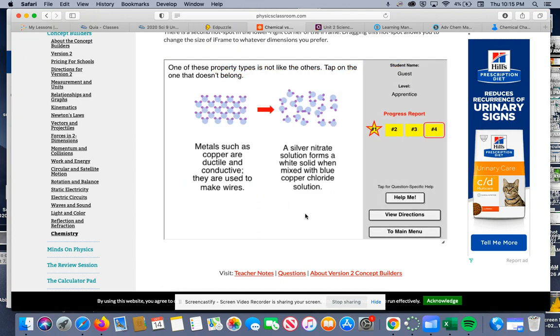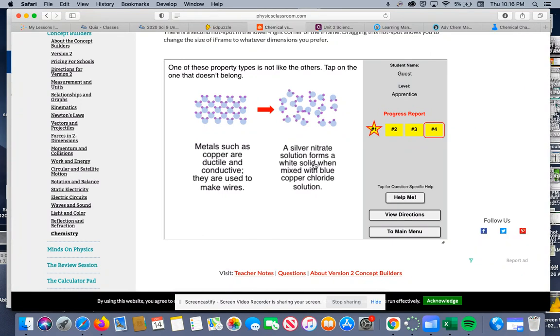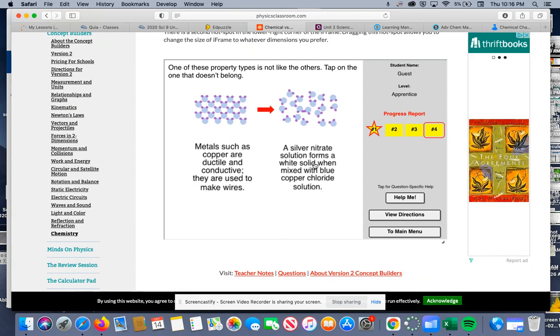Okay, let's try this next one here. One of these properties is not like the others. Tap on the one that does not belong. Metals such as copper are ductile in conductivity. They are used to make wires. Silver nitrate solution forms a white solid when mixed with blue copper 2 chloride. Okay, the metals are ductile and they're conductive, that is a physical property. This is a physical change. Silver nitrate forming those white solids, that's what we call a precipitate. That's a chemical change. How do I know? You're taking silver nitrate, you mix it with blue, and you get white. This guy does not belong.